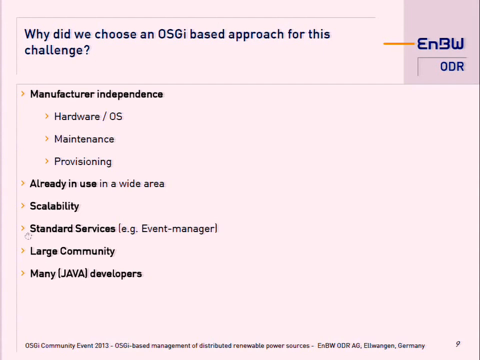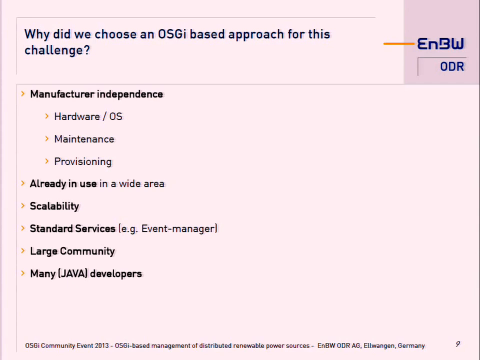So here we go. Why did we choose an OSGi-based approach for this challenge? Because we need to control the distributed power plants. We need some sort of gateway to do this, and we chose a cellular-based gateway. And we want to be manufacturer independent, first in hardware and operating system, and also in maintenance. This means every manufacturer of a gateway brings his own software component to manage the gateways.